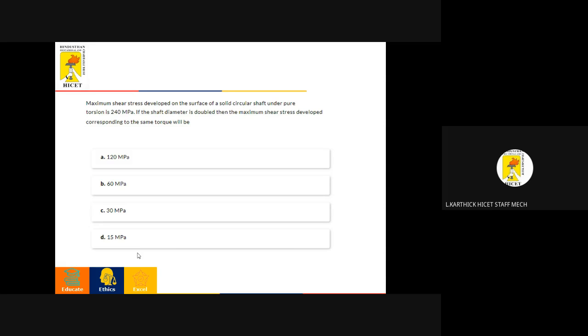You first look at the problem. Maximum shear stress developed on the surface of a solid circular shaft under pure torsion is 240 megapascal. This means tau is equal to 240 megapascal, which is given. If the shaft diameter is doubled, then the maximum shear stress developed corresponding to the same torque will be. If the diameter is increased or doubled, then what will be the shear stress? We need to calculate.